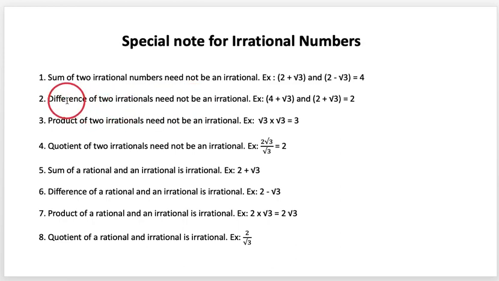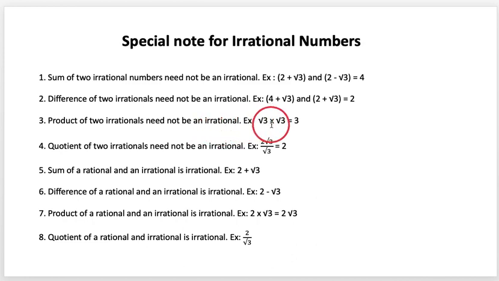Difference means subtraction. Take the subtraction of two irrational numbers. You see here, two irrational numbers are there. If I subtract here, then what will I get? The answer is 2. But remember, the difference of two irrational numbers need not be an irrational. Need not be means it may be, it may not be. The product of two irrational numbers need not be an irrational.